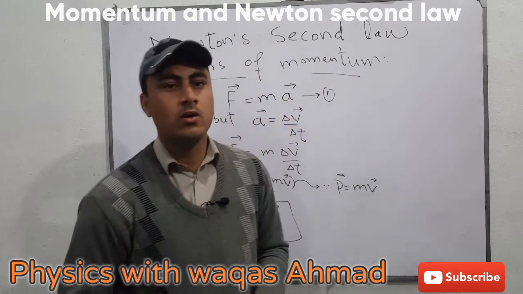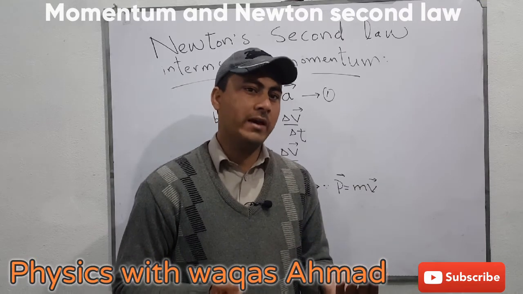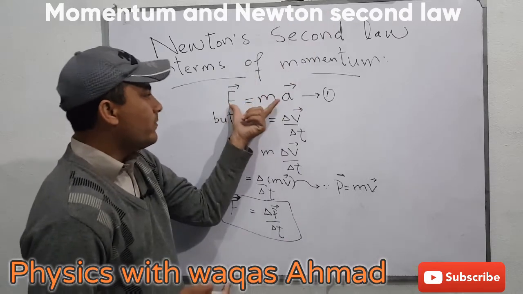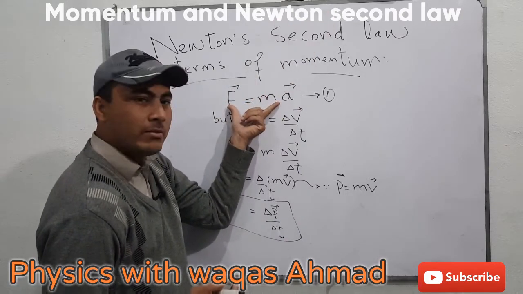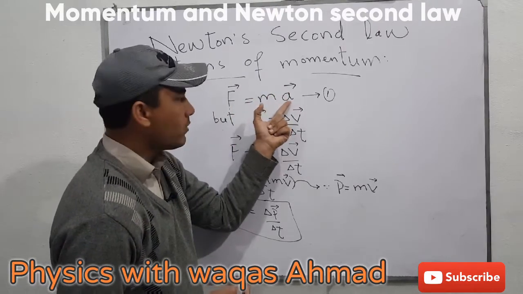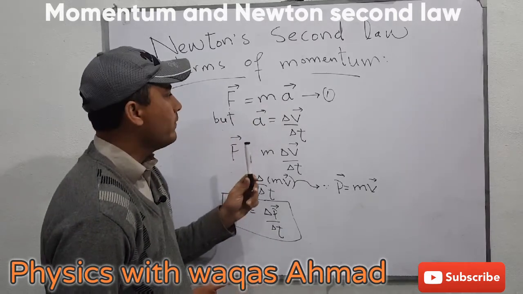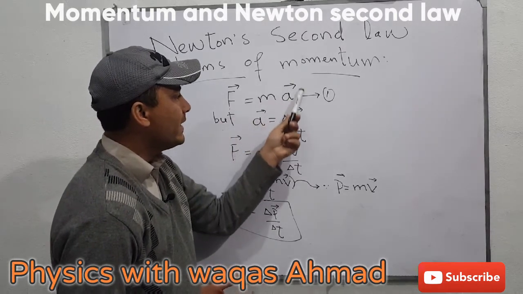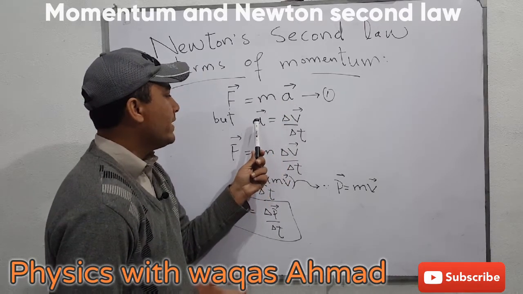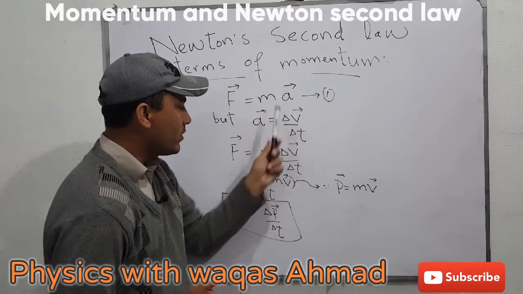So now let's discuss how we can relate Newton's second law, which is basically F is equal to ma, with momentum. So we know that F is equal to ma. This is the Newton's second law mathematical form. Here a is acceleration, which is a vector quantity, mass is a scalar quantity, force is a vector quantity, but we know that acceleration is the rate of change of velocity. So if we replace acceleration with the rate of change of velocity in equation 1, then this equation becomes like this.